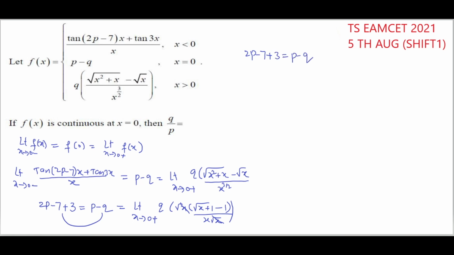That is 2p minus 4 is equal to p minus q. From this, 2p minus p plus q is equal to 4. This is the first equation.